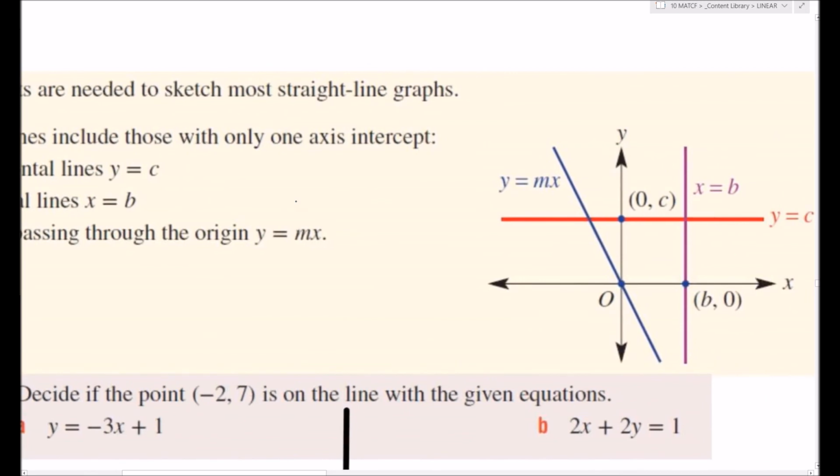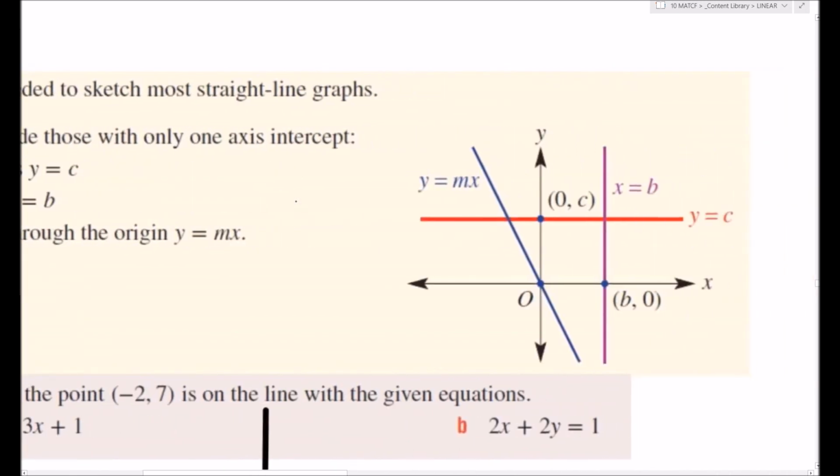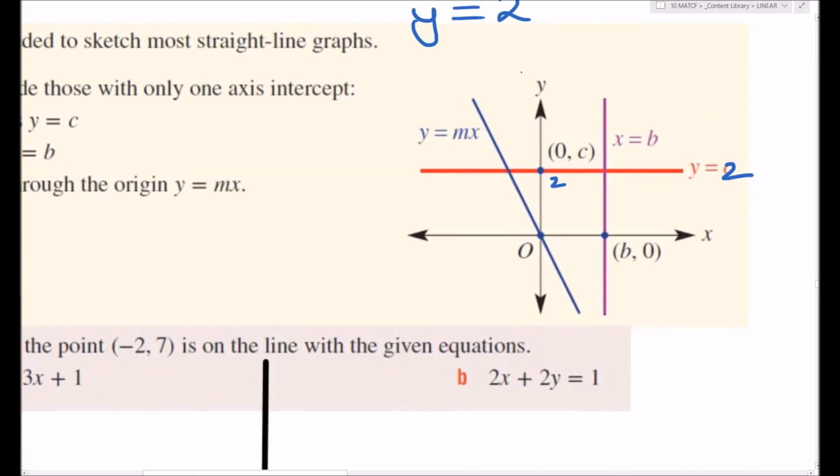So horizontal lines. When you're asked to draw a y equals, let's say for example, y equals, in this case, let's call this 2. Okay, y equals 2, then this line would represent y equals 2 because it goes through the y-axis at +2. Let's try another one, y equals -2. In that case, -2 would be over here, so the line would look like this.